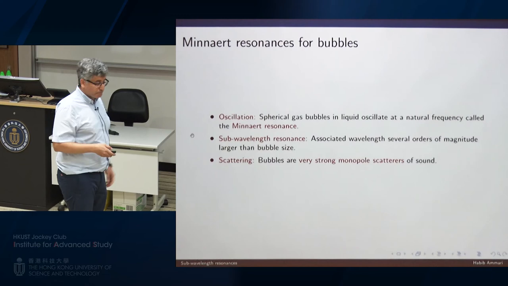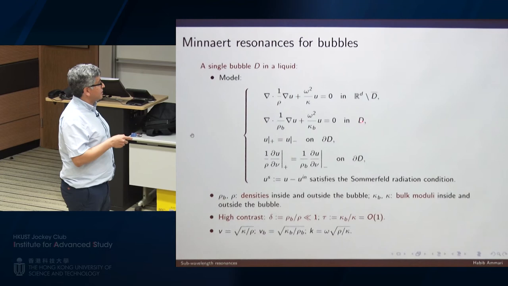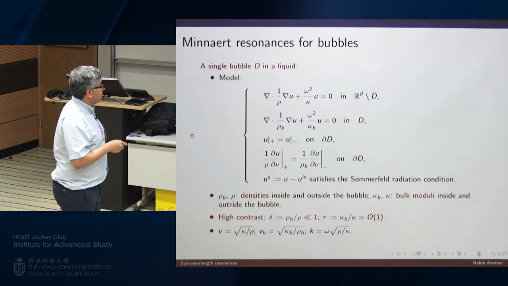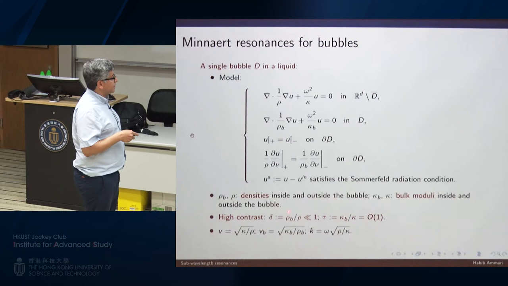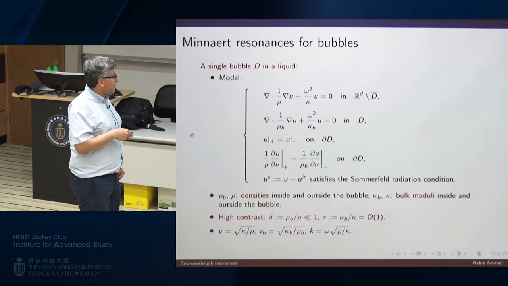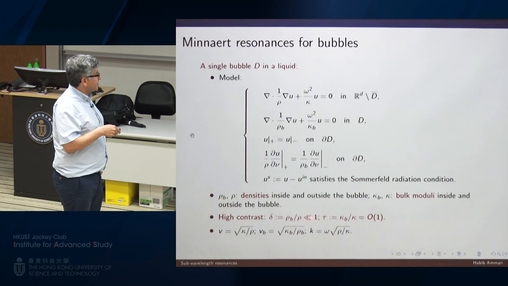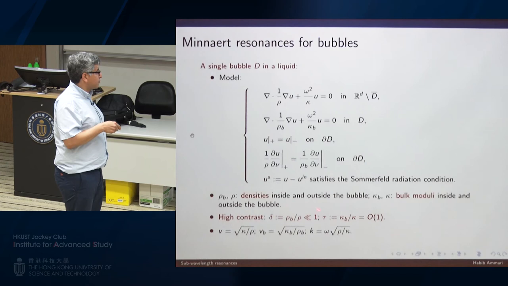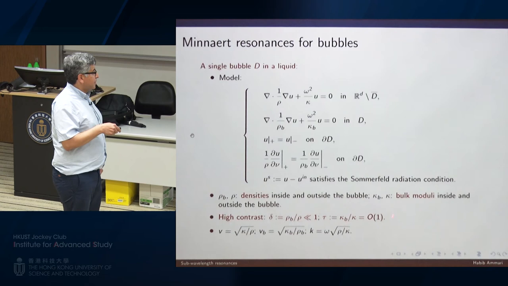Mathematically speaking, this is the Helmholtz equation inside the bubble, the Helmholtz equation outside the bubble, with these transmission conditions. Here, rho are the densities, kappa are the bulk moduli, and we need this high contrast regime. This is a physical one. Delta is the contrast between the densities of air and the bubble. And this is the density between bubble and air. And this is supposed to be much smaller than one. And the contrast between the bulk moduli is a further one.